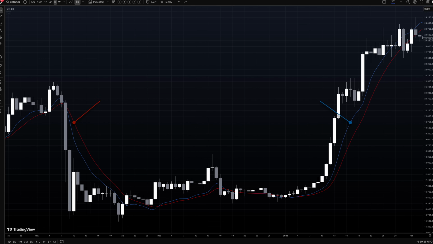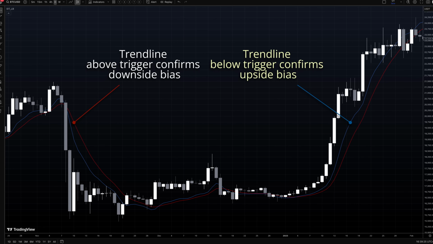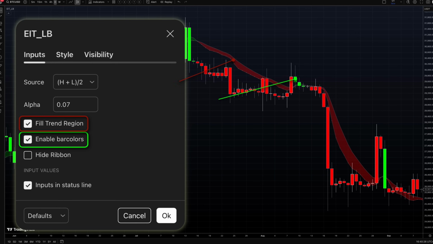The indicator's core logic relies on the interaction between these two lines. When the trend line rises above the trigger, it signals bullish momentum. When it drops below, it suggests bearish pressure. Optional visual features like bar coloring and trend region fills add clarity, but can be disabled for a cleaner chart.